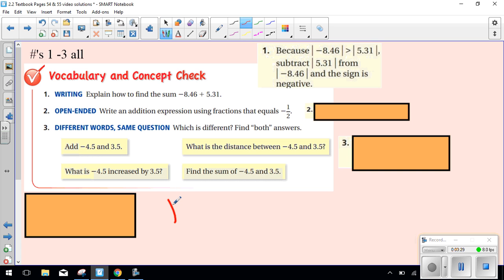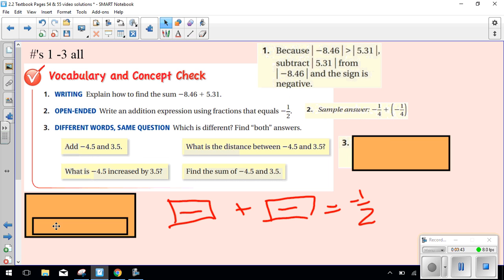So we need something plus something. I'm just going to put a line in here like a fractional line. These are not negatives, that equal -1/2. So a sample answer that I have here for you is -1/4 plus -1/4. So I have two fractions. When I add, they equal -1/2.